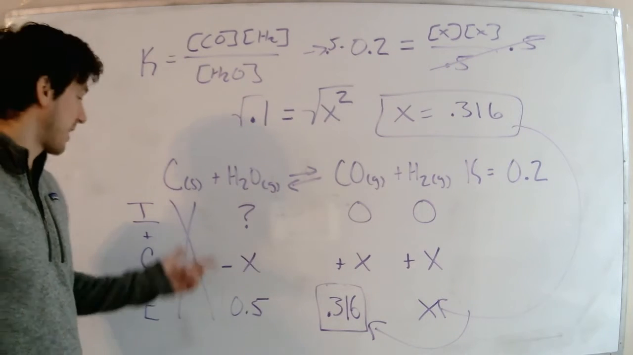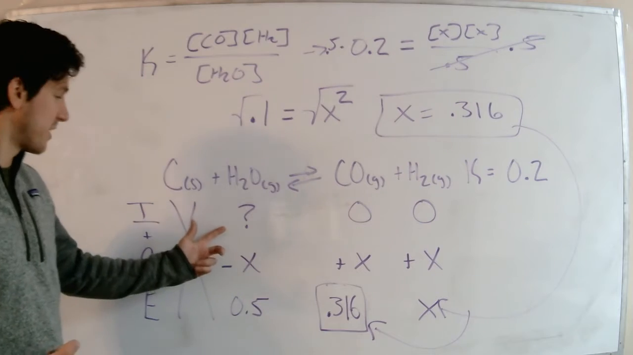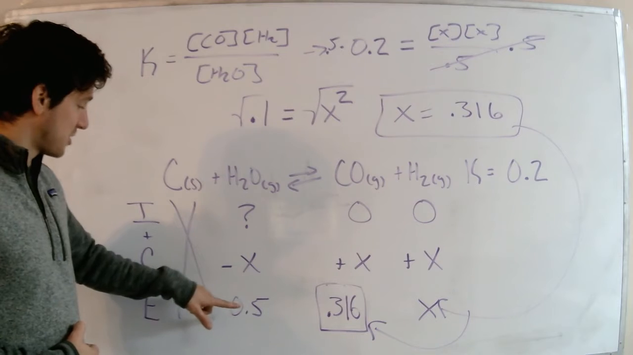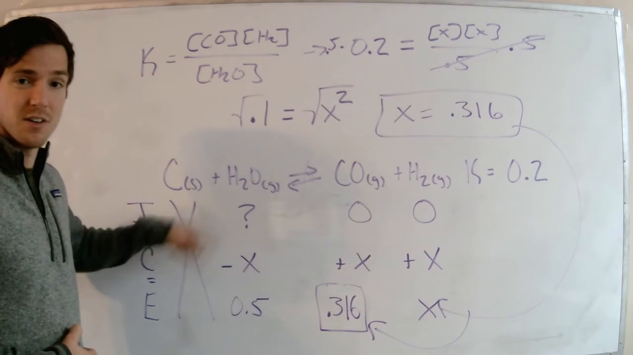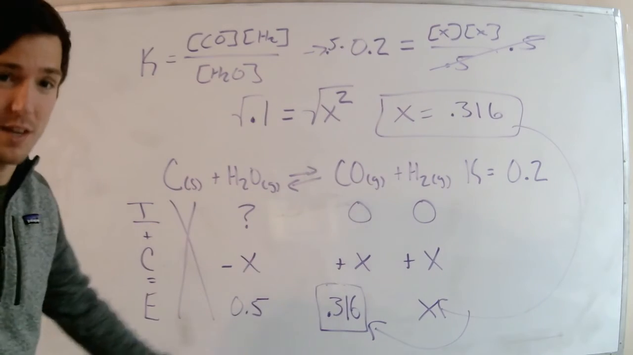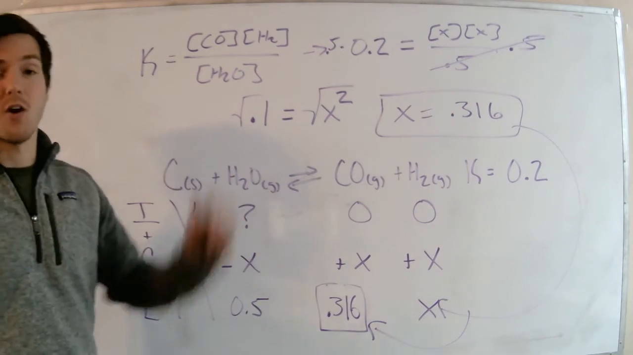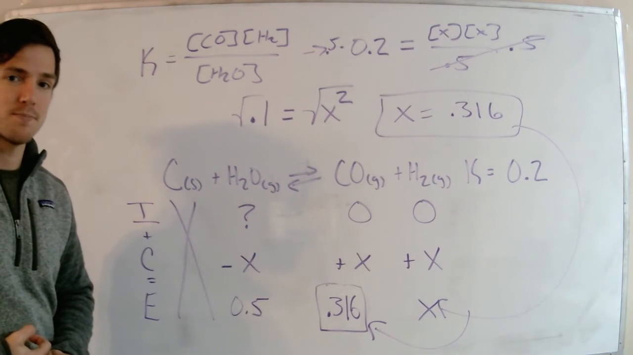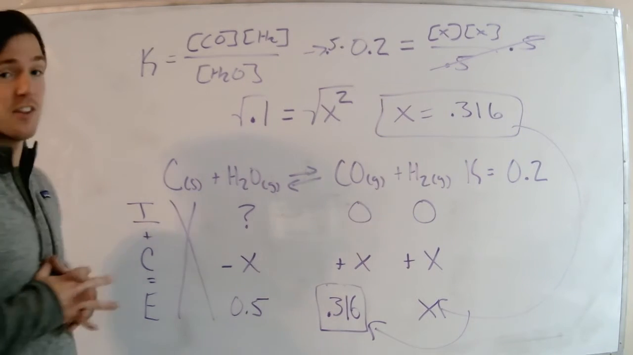And then if I wanted to, I could actually figure out the initial concentration of this, right? Because now we know the change in x is 0.316. So then I just add x to this to figure out the original concentration of 0.816. I'm not asking for that though. Just a cool thing that once you find x, you can figure out all your initial concentrations, all your changes, and all your equilibrium concentrations. Okay, so that is another example.